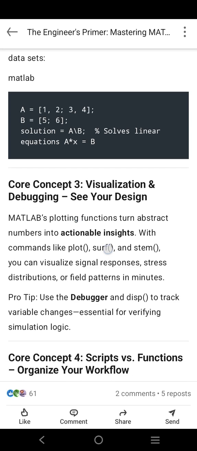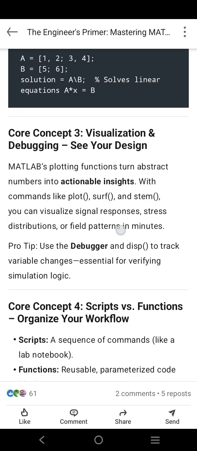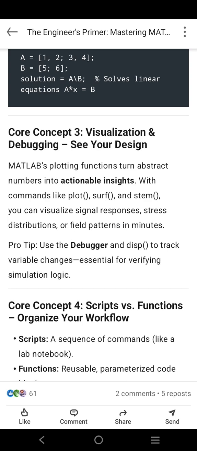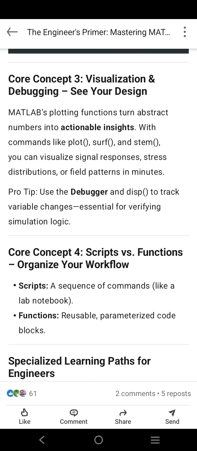Third concept: visualization and debugging. See your design. MATLAB plotting functions turn abstract numbers into actionable insights, with commands like plot, surf, and stem, which can visualize signal responses, stress distributions, or field patterns in minutes. Pro tip: use the debugger and display function to track variable changes, essential for verifying simulation logic.